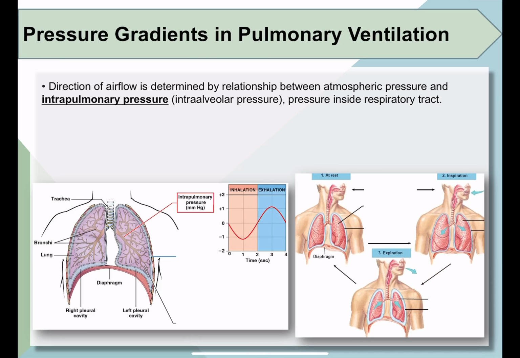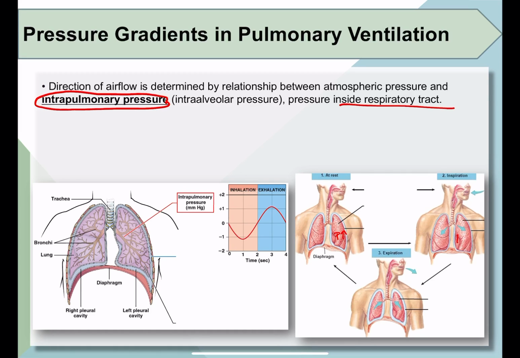Okay, and as we have already discussed, the pressure of the lungs changes according to its volume when we breathe in and when we breathe out. And we understand now that the direction of airflow is determined by the relationship between atmospheric pressure and what's called the intrapulmonary pressure, or you can also call it intra-alveolar pressure, which is the pressure within the respiratory tract that I was putting as P increase or P decrease.